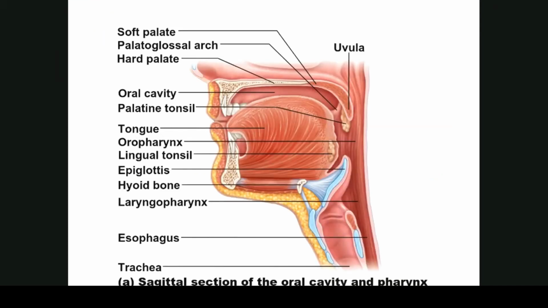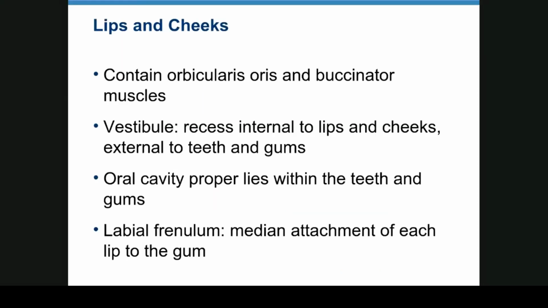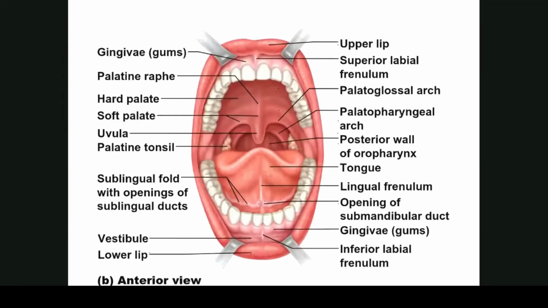Now here's your oral cavity. This is your uvula hanging down. All this is tongue, hyoid bone. It's really kind of hard to see much more on this picture. Here's your esophagus. Okay, lips and cheeks, orbicularis oris and buccinator muscle. Vestibule, I think I'd be better off just looking at this picture.